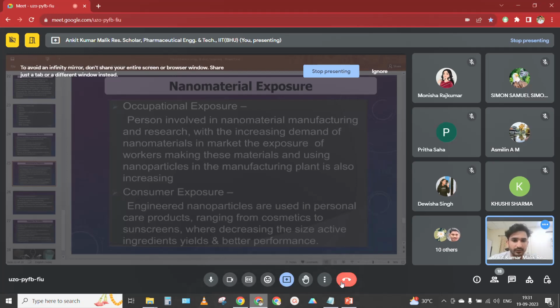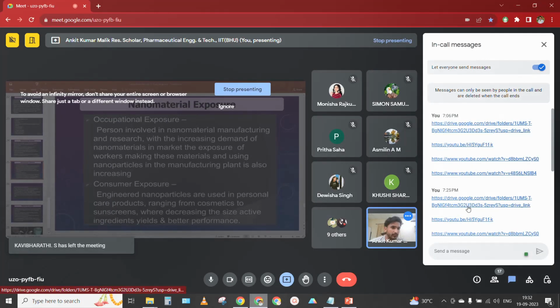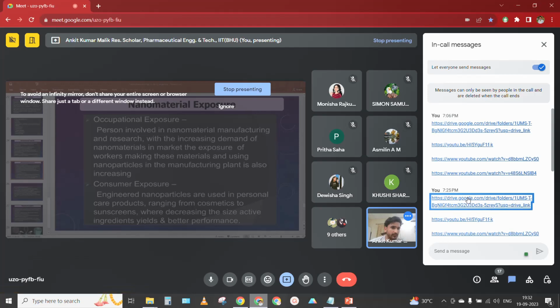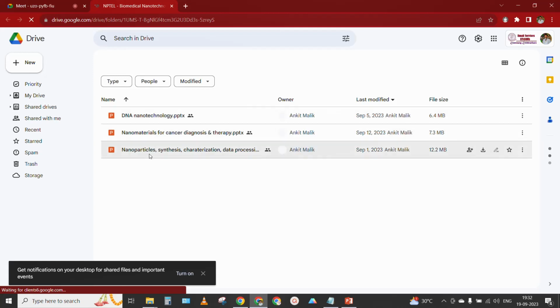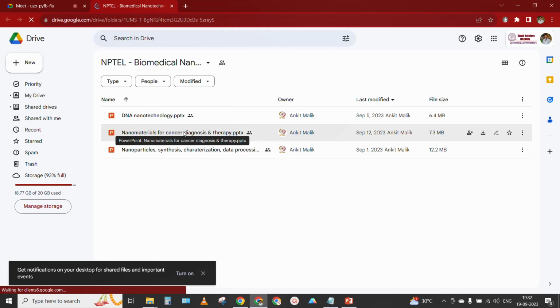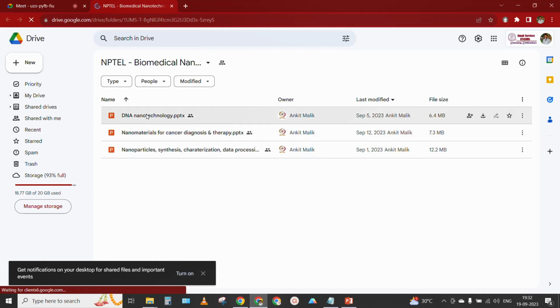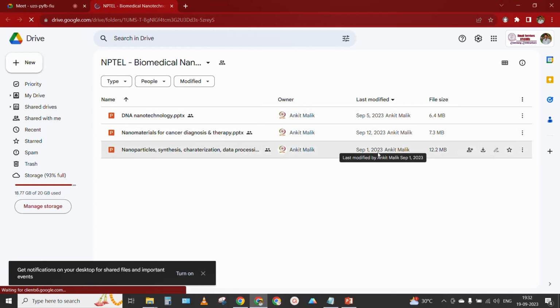DNA, nanoparticle synthesis characterization and data processing. The second one is nanomaterials for cancer diagnosis. Third one is DNA nanotechnology, and the fourth one is this will become.